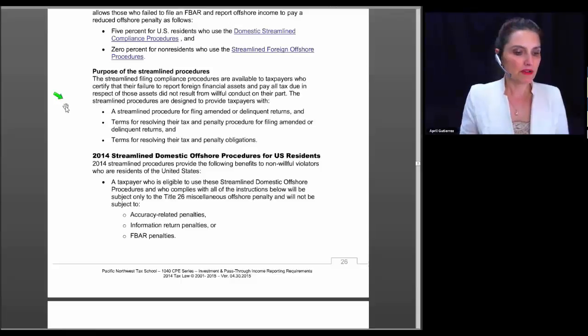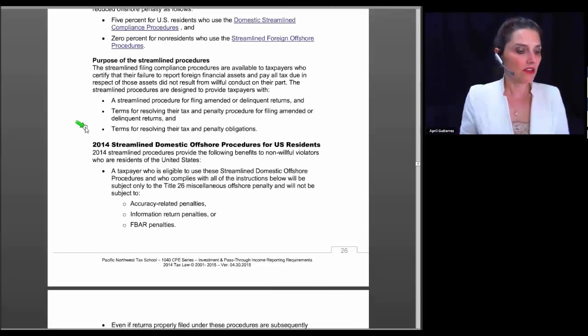Now, the program is designed for taxpayers with a streamlined procedure that allows them to file amended or delinquent returns and then offers terms for resolving their tax and penalty issues, filing those amended returns and paying any tax due with them, and also terms for resolving their tax and penalty obligations.